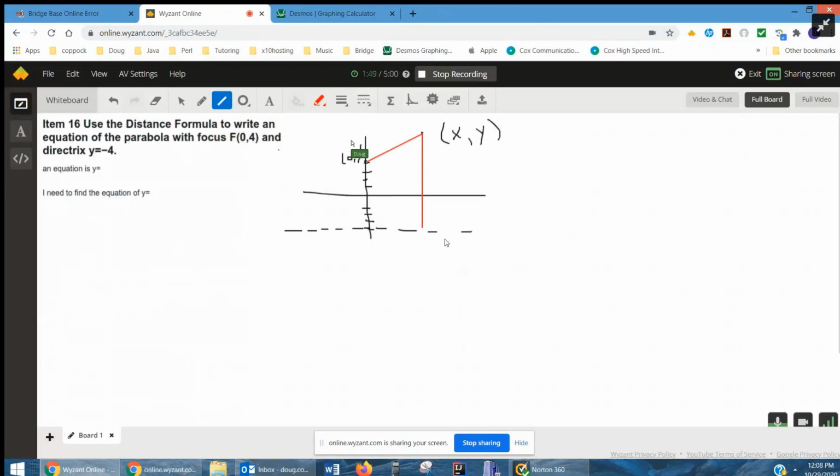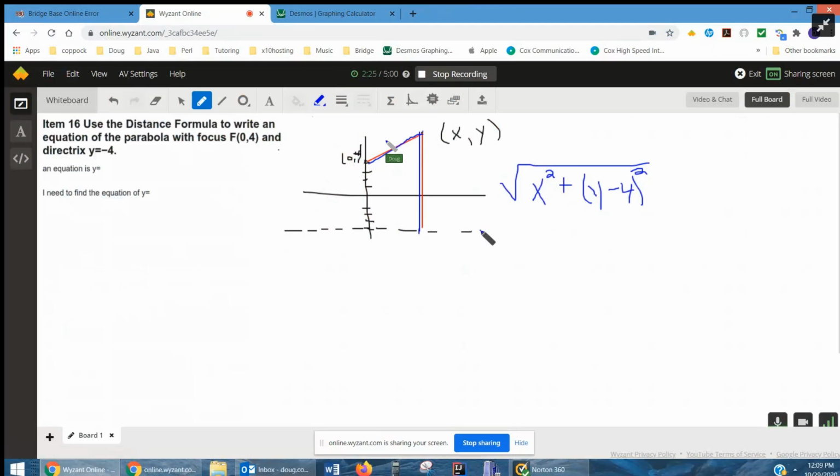So how do we use the distance formula to find the equation of that parabola? Well, the distance from this point (x, y) to the point (0, 4) is given by the distance formula. The change in x is x minus 0 squared, or just x squared, plus the change in y is y minus 4, the quantity squared. That's this distance right here. If the point is on the parabola, this distance has to be the same.